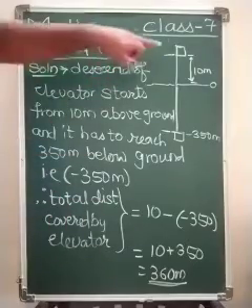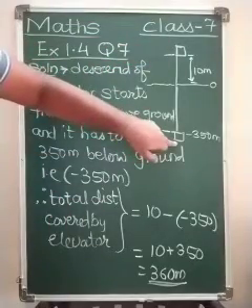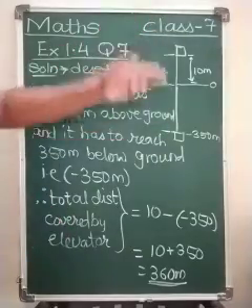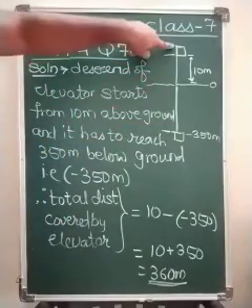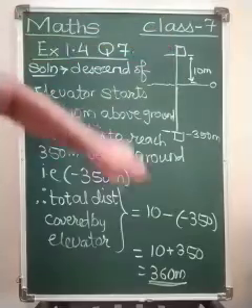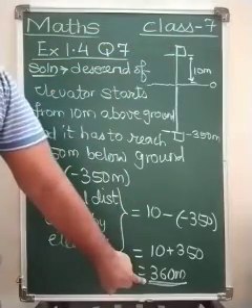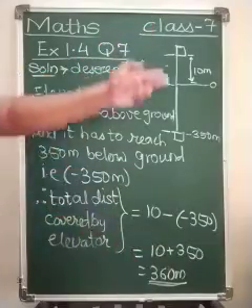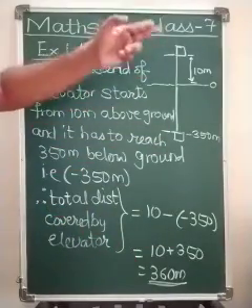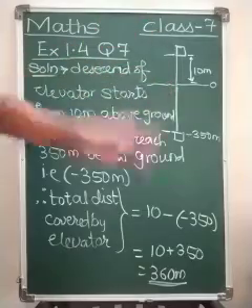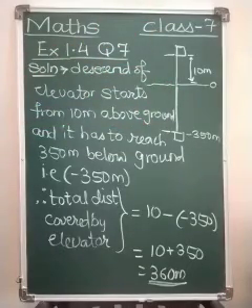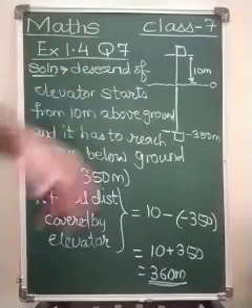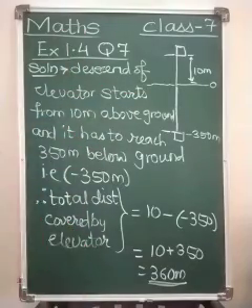Now remember, though the elevator has to reach minus 350 meters, the total distance covered by the elevator would be from 10 meters above the ground, and the total distance covered would be plus 360, so 360 meters, not 360 degrees. 360 meters is the total distance covered by the elevator. Now this much part I will rub out, the above part I will rub out, then we'll go further.